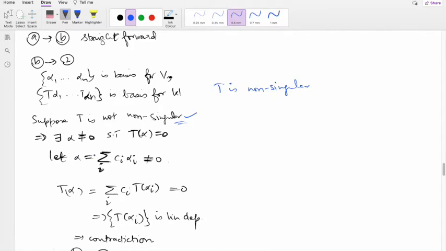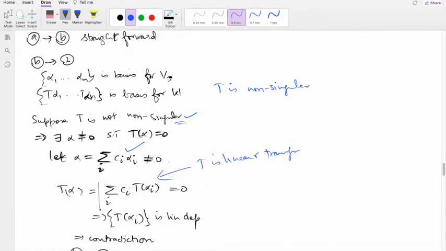So let alpha be equal to some linear combination of the basis, and this is true because the basis spans the vector space. And it is said that this is not equal to zero. Now, when I apply T of alpha here, I get summation i, c_i, T of alpha_i as the resultant vector. And this is because T is a linear transformation, by definition of linear transformations. Now we're saying that this is equal to zero, right?